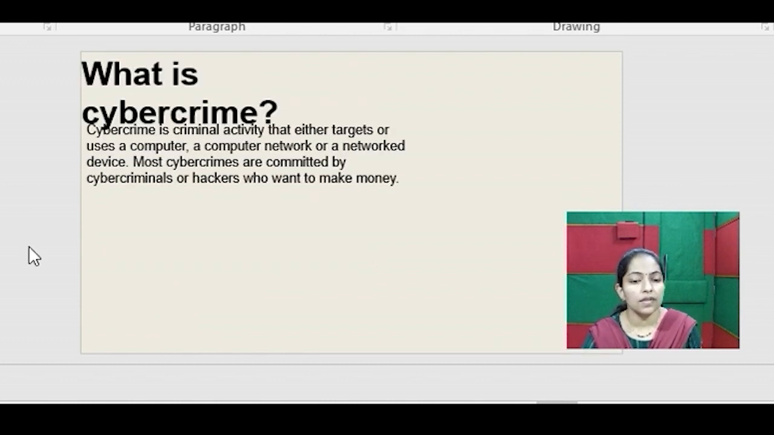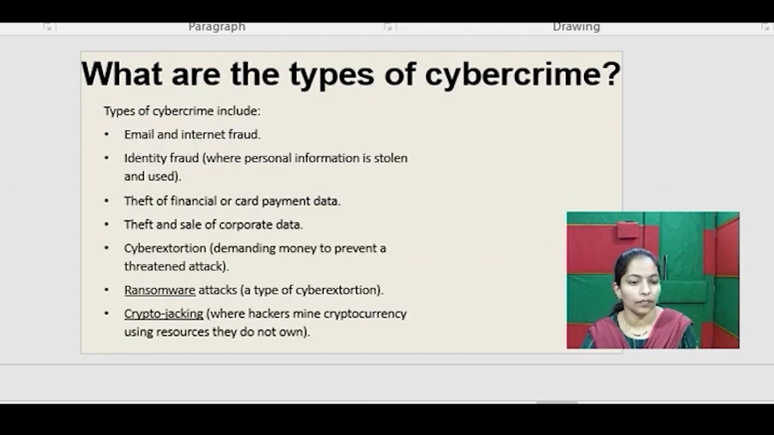Next, we have to see what cyber crime is. A cyber crime is a criminal activity that either targets or uses a computer network or network devices, and most cyber crimes are committed by cyber criminals or hackers who want to make money. Then what are the types of cyber crimes, or in what ways are cyber crimes done?